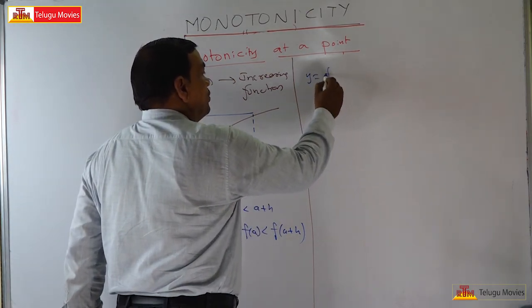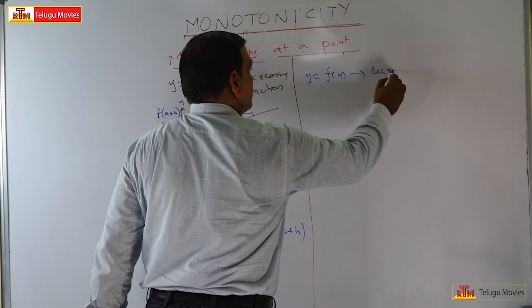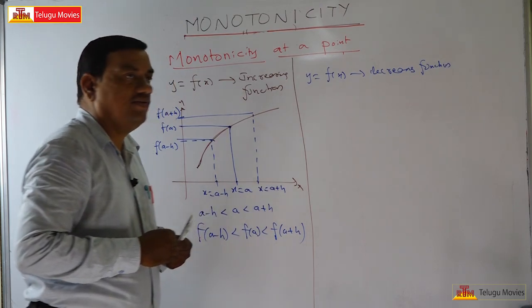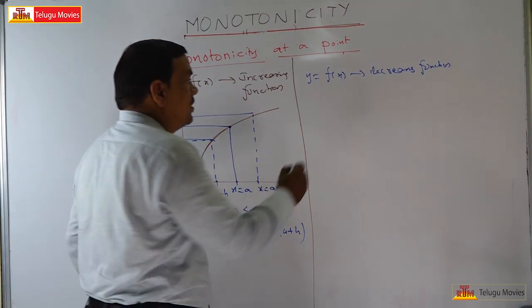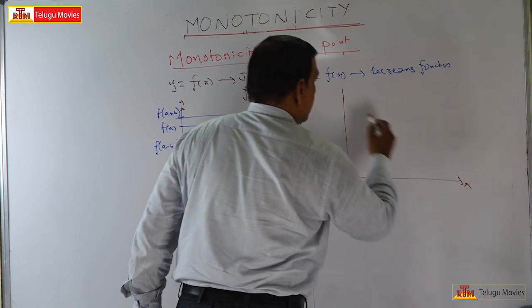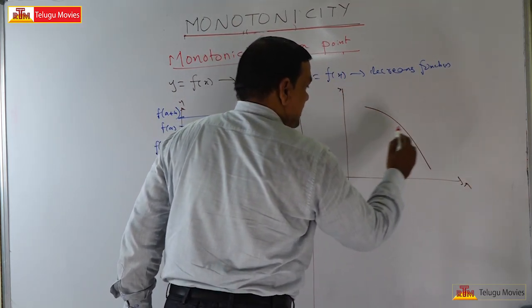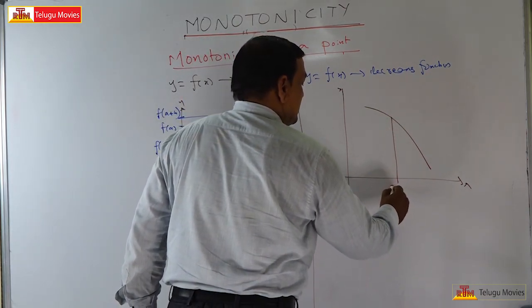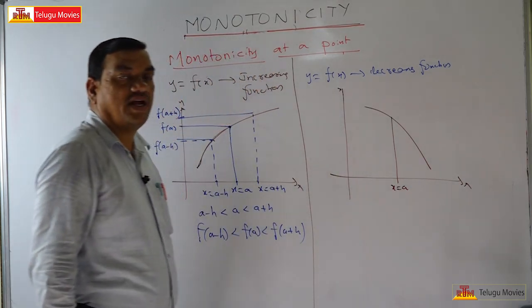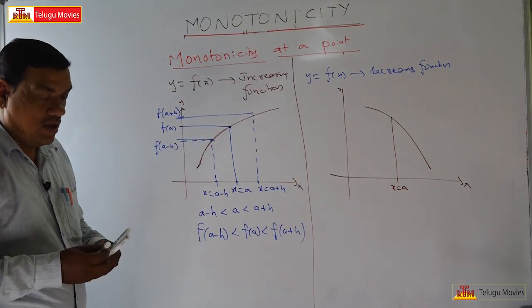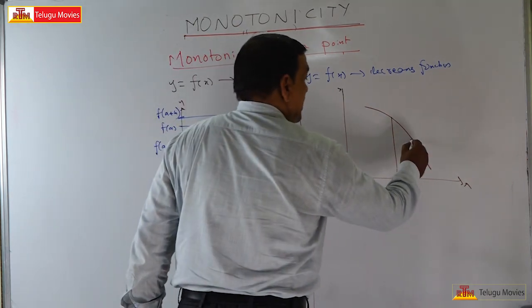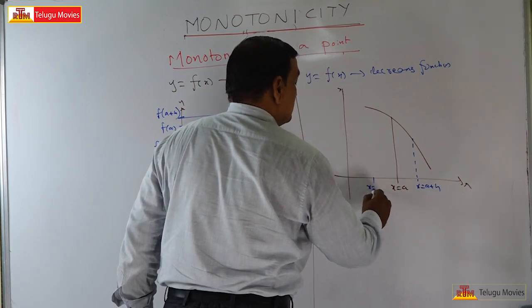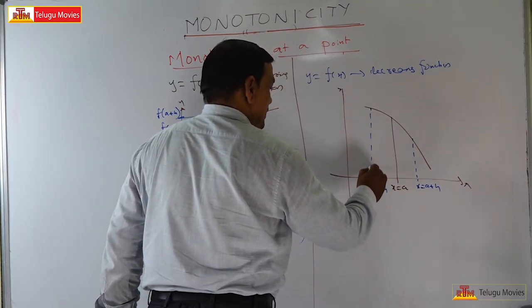Let us take y is equal to f of x, a decreasing function. This is the x-axis and y-axis. This is a decreasing function, everybody knows that. Let us check the decreasing nature at x is equal to a. In the neighborhood of a, let us take any two points: x is equal to a plus h, and x is equal to a minus h.